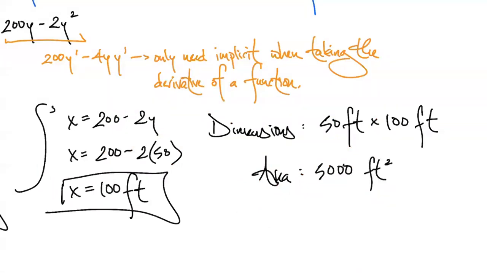5,000 square feet. Okay. Now it's not going to be feet, because we have something in feet times something else in feet, which will give us feet squared.